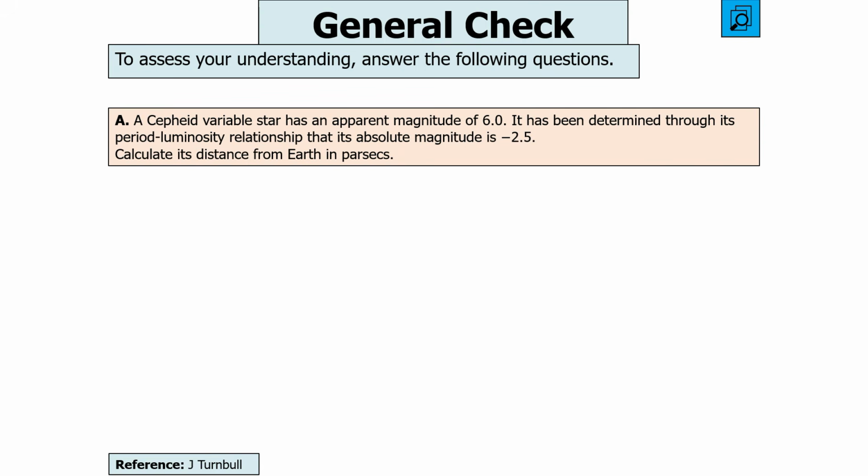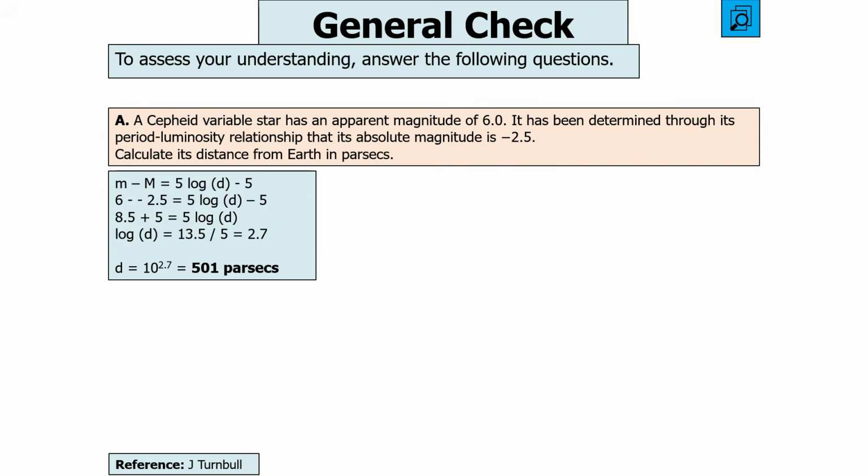A separate variable star has an apparent magnitude of 6. It's been determined through its period luminosity relationship that it has an absolute magnitude of minus 2.5. Calculate its distance from the Earth in parsecs. Once again, we use our equation m minus M equals 5 log d minus 5. Pop in all the values, we then get d is equal to 10 to the power of 2.7, so therefore we get 501 parsecs.